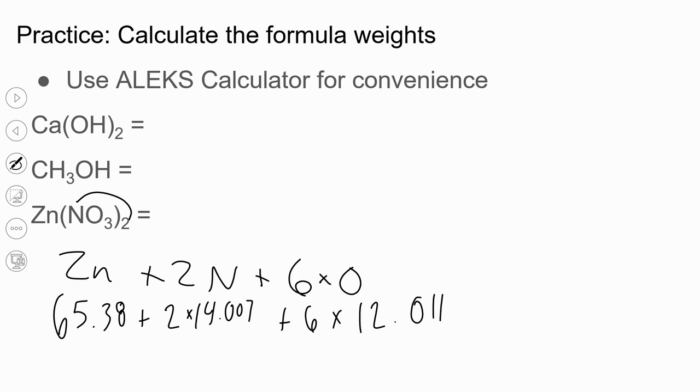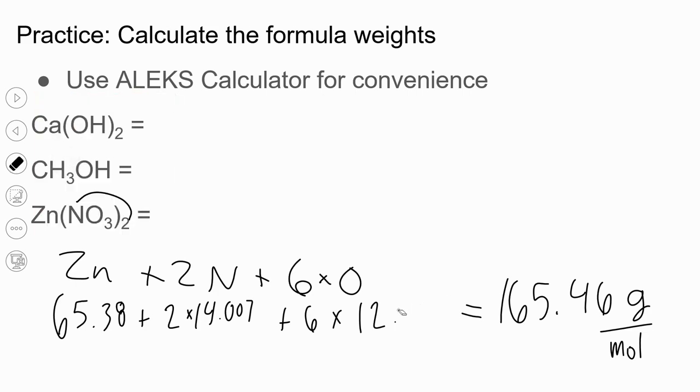Okay, did anyone do this one? All right, and then Alex is always going to tell you how many decimal places to report. This one only ended up with 2, so I'm just going to list 2. And then our units, this is going to be grams per mole. So this is telling me for 1 mole of zinc nitrate, I need this many grams, 165.46. Yes? Oh, I did. Thank you. Good catch. So let's go back and fix that.